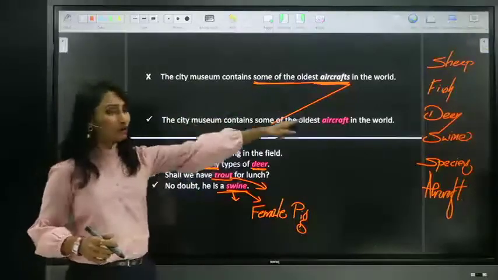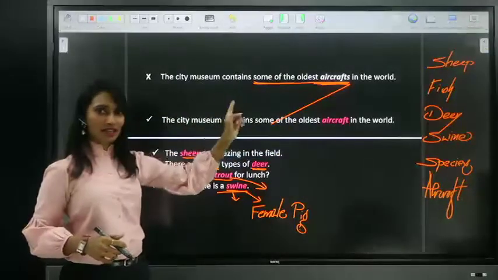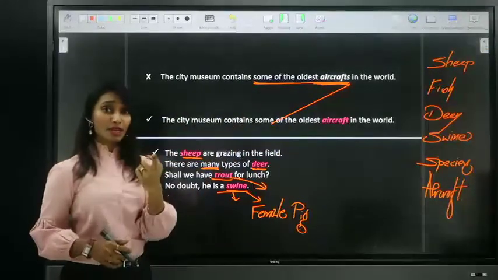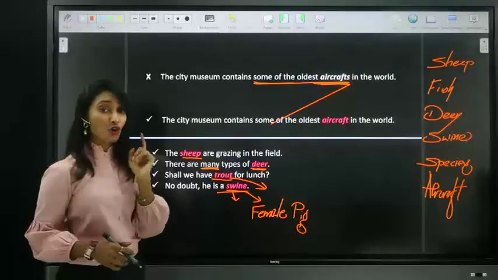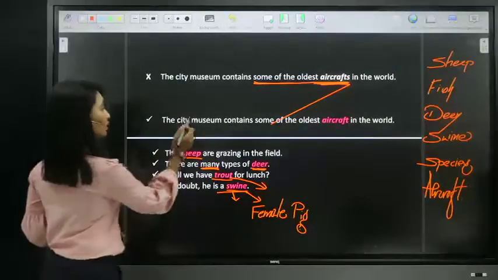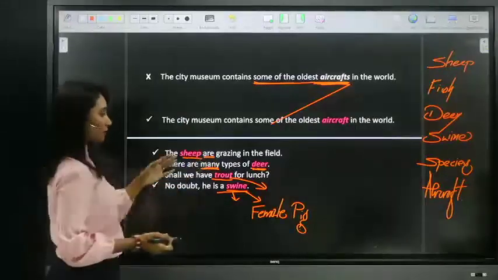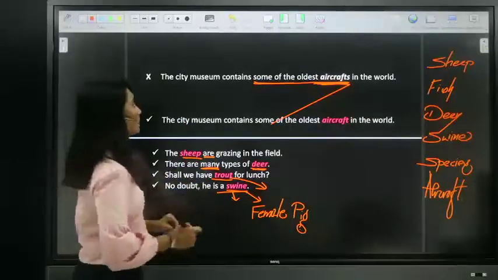So these nouns have the same singular and plural forms, same in their spellings as well as pronunciation. Only in sentences we can differentiate by using singular or plural verbs as we did here. Now let's see the next one.